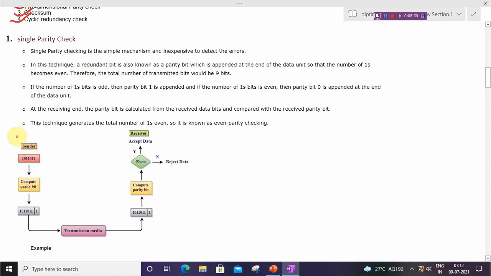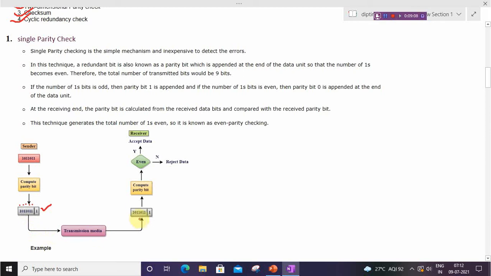So here is an example. Sender sending the data 101111. Okay. Then compute the parity bit. Here the number of 1s is 1, 1, then 4, 1, here 5. Means the number of 1s is 5, means an odd number of 1s. Then for an odd number, we add an extra 1 to make it even. So the parity bit will be 1. Okay. Then the data will be transmitted.